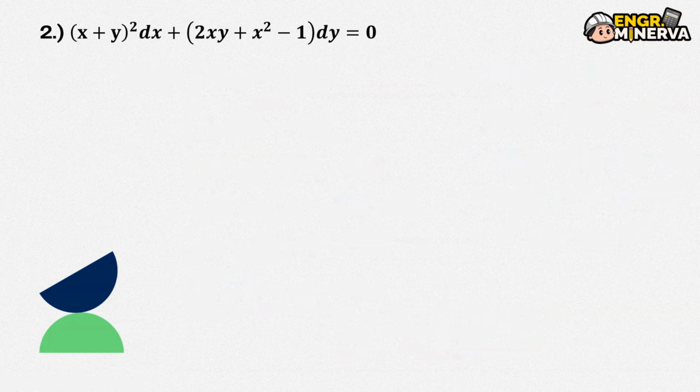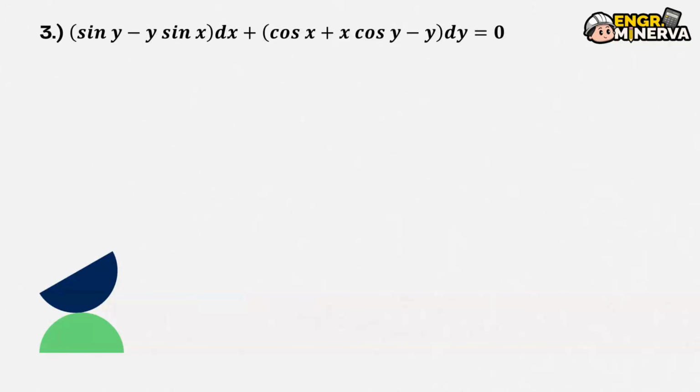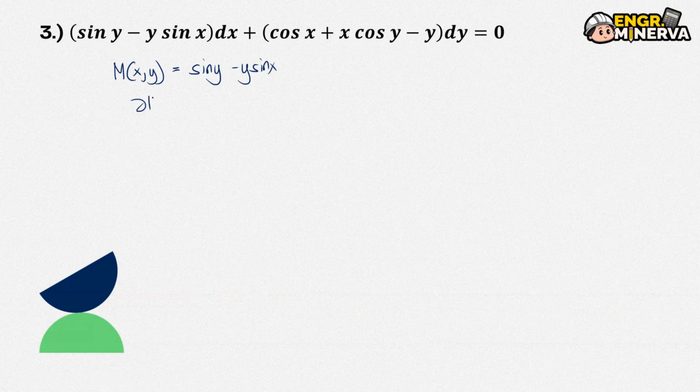Next, our next example would be (sine y minus y sine x) dx plus (cosine x plus x cosine y minus y) dy equals 0. So again, let's check if the following functions are exact. That would be M equals sine y minus y sine x. So we will derive our function M with respect to y.